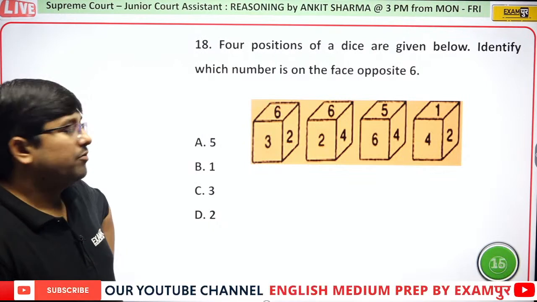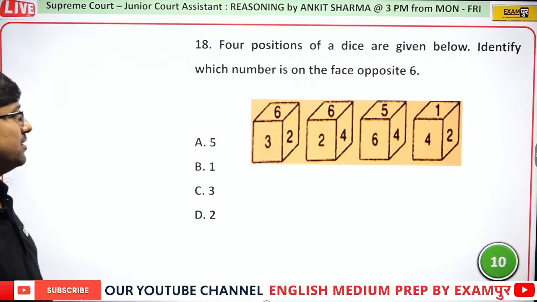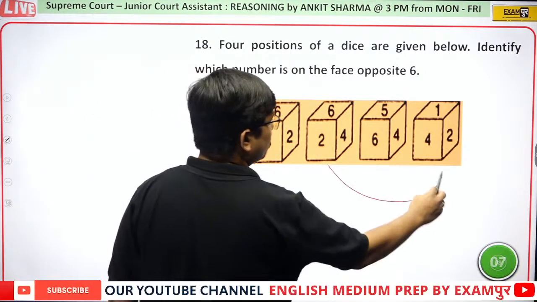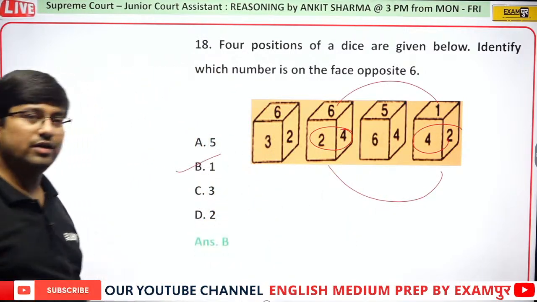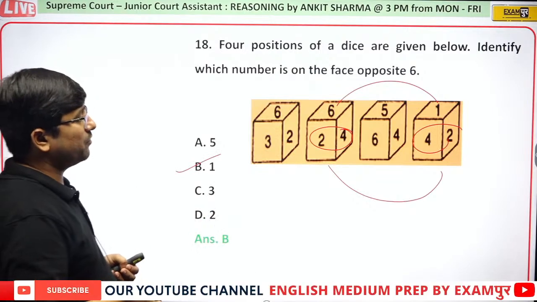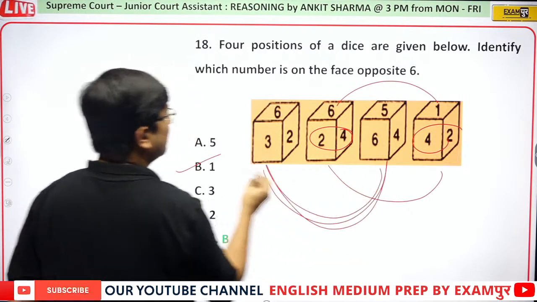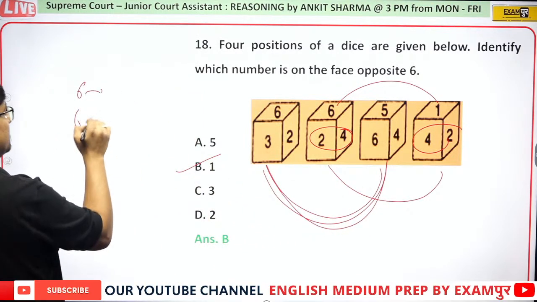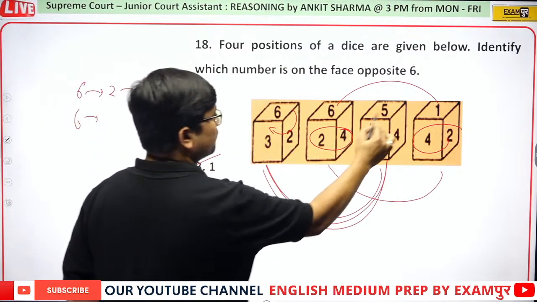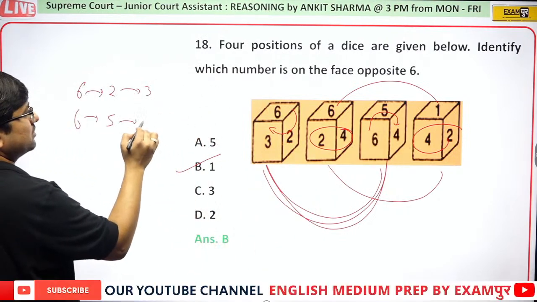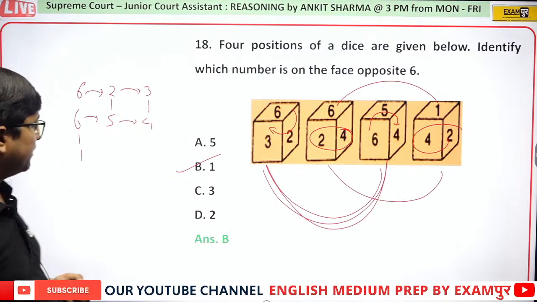Now see, we have to identify the face opposite to 6. Now see, my dear students, have a look at these two. In these two, if you see, 4 and 2 are common. So directly 6 opposite is 1. You can either go by this approach or the other approach. Have a look at these two. What is common? Only 6. Now go in clockwise direction. So from 6 you will go to 2 and then to 3. And here from 6 you will go to 5 and then to 4. And now you will see opposite to 3 is 4, opposite to 2 is 5, opposite to 6 is 1. So that is the right one.